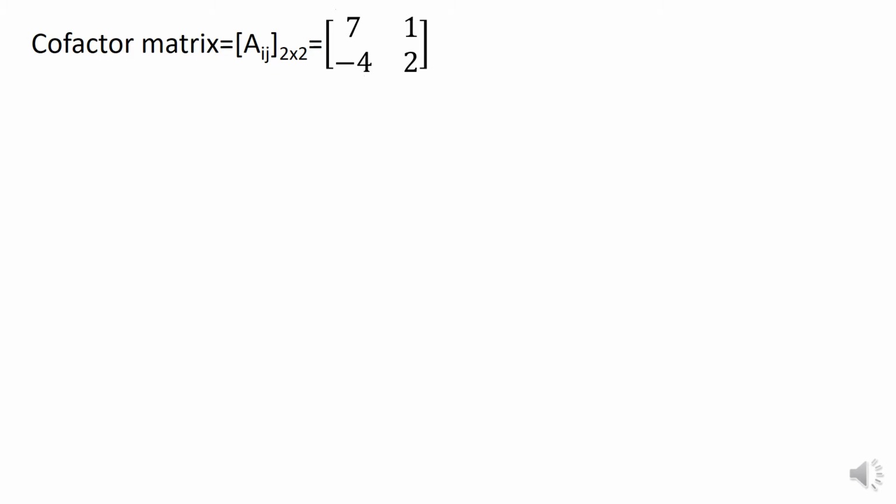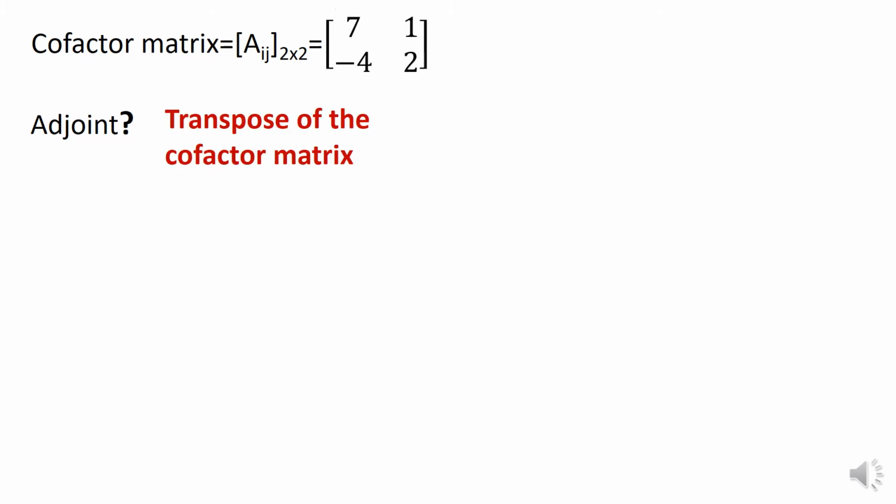Now from the cofactor matrix, we have to find out what is the adjoint. Now adjoint of the given matrix is the transpose of the cofactor matrix. Now what is the meaning of a transpose? Transpose is obtained by interchanging the rows and columns of the given matrix. So we interchange the rows and columns of the given cofactor matrix to find the transpose of the matrix, and that is the adjoint of A.